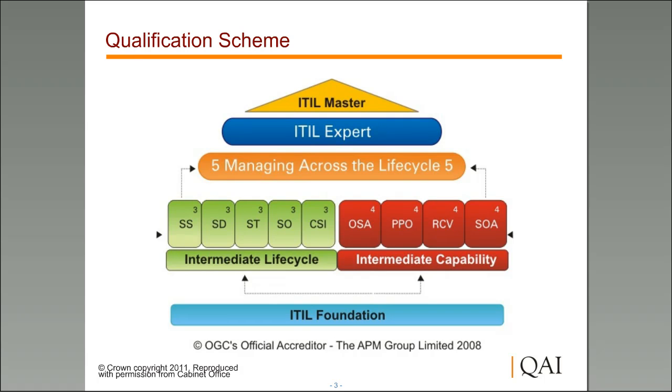So the intermediate lifecycle is simply based on, as I said, the life cycle of a service. So service strategy is there, service design, service transition, service operation, and continual service improvement. In intermediate capability, we have 4 modules, namely OSA, PPO, RCV, SOA. I will come to that. Now, if you see process wise, the processes inside the intermediate capability and the intermediate lifecycle are the same, right?